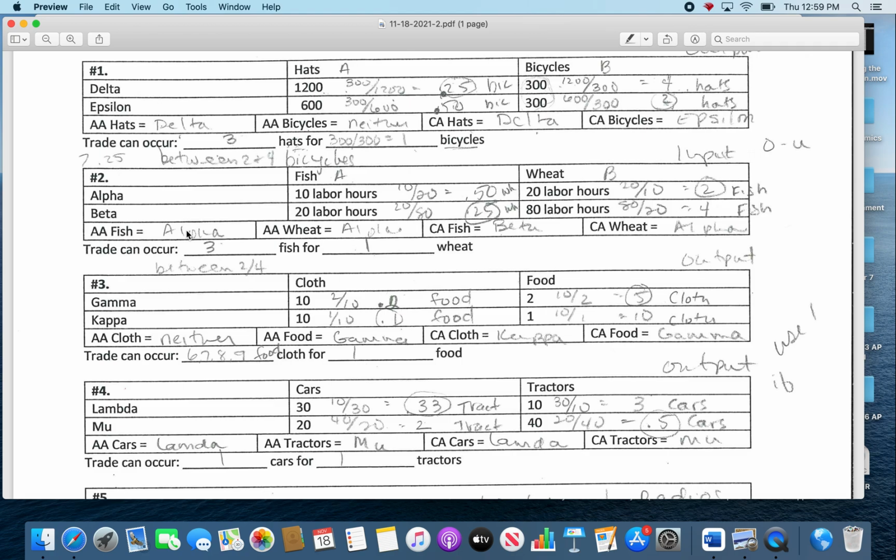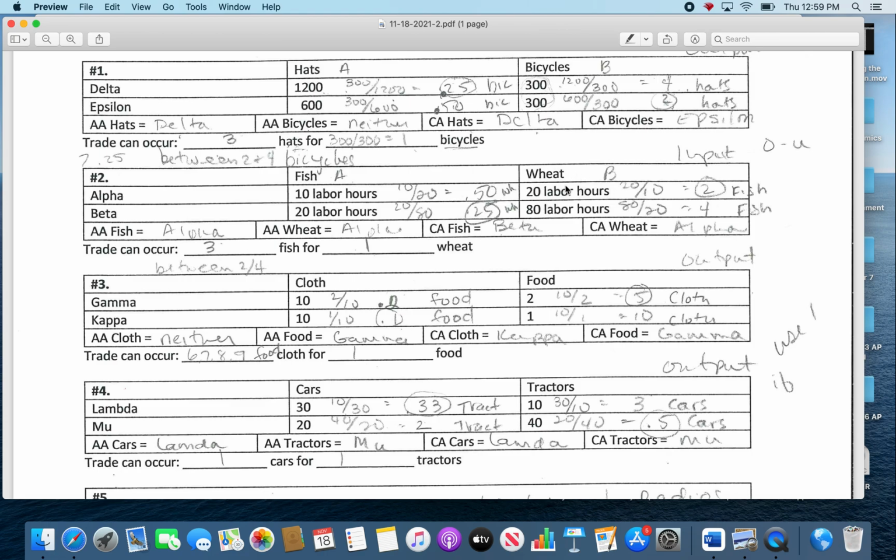It's going to be alpha because they produce more. Who has the absolute advantage in wheat? Once again, it is going to, or excuse me, not produce more. Let me do that again. Be careful here. I just made that mistake. Alpha can do it quicker, so they have the absolute advantage.